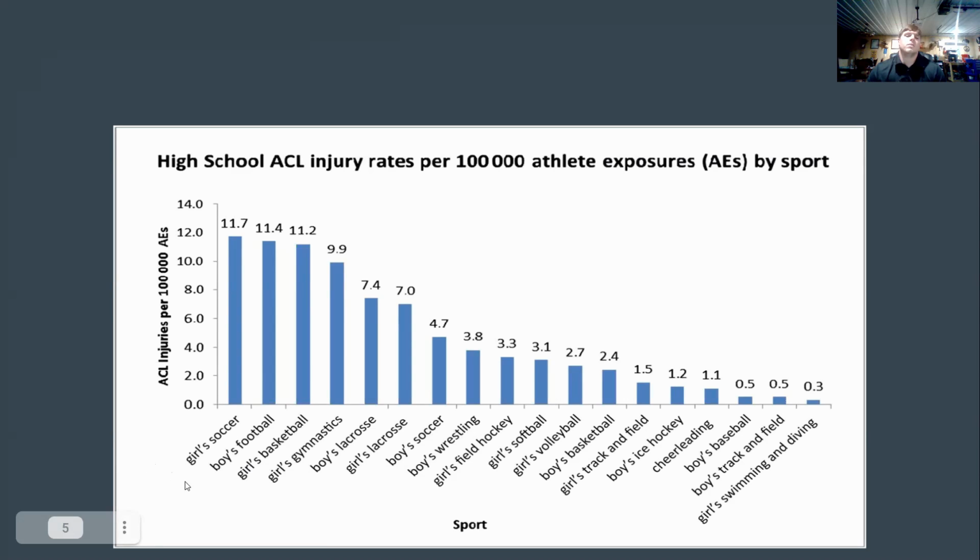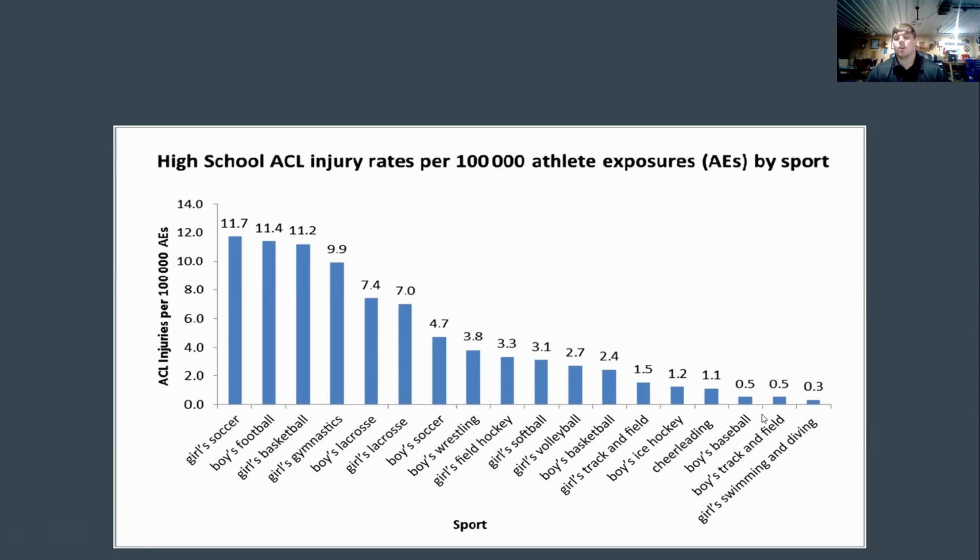Something you can notice about this chart is that most of the higher numbers of ACL tears are in sports where you're more likely to do hard cuts, where you're moving and shifting your body and making these really precise cuts, instead of, say, for example, cheerleading. You don't really cut that much in cheerleading.